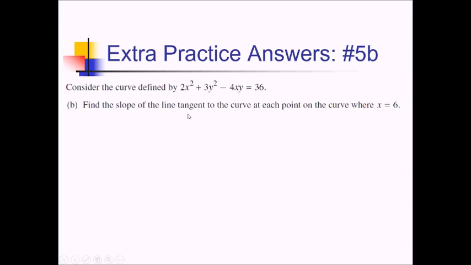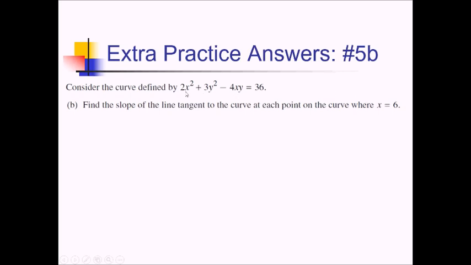For this part of the problem, they want us to find the slope of the line tangent to the curve at each point where x equals 6. So recall from part A, the derivative requires both x and y values to figure out what dy over dx is. We already have the x value, it's 6, but we need the y value or y values to go with it. How do we get those?